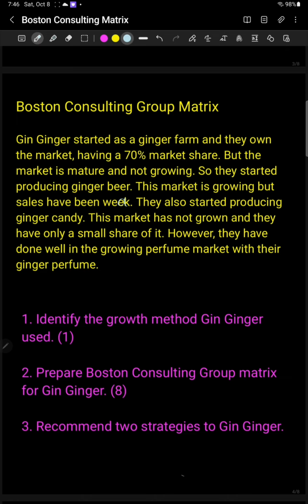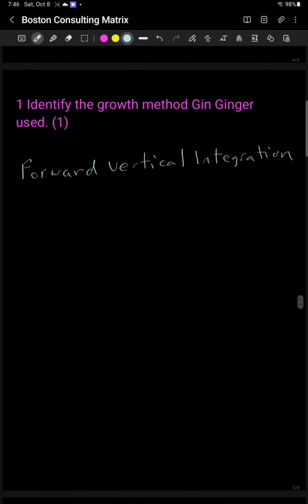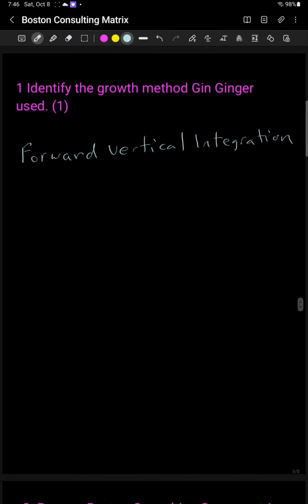So let's look at the 3 questions. Identify the growth method Gin Ginger used, 1 mark. Prepare a Boston Consulting Group matrix for Gin Ginger, 8 marks. Recommend 2 strategies to Gin Ginger. Let's look at the questions here. Identify the growth method Gin Ginger used, 1 mark. Forward vertical integration. That's it. If it's a 1 mark question that says identify, you just list it and that's it. And if you don't remember what forward vertical integration is, by the time you see this video, I'll probably have a video on it. Or just look it up.